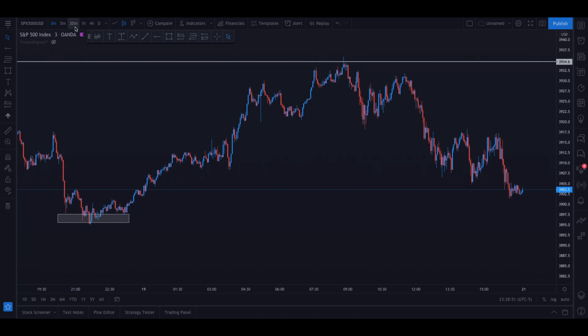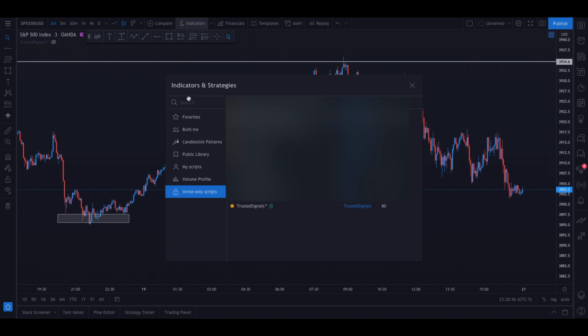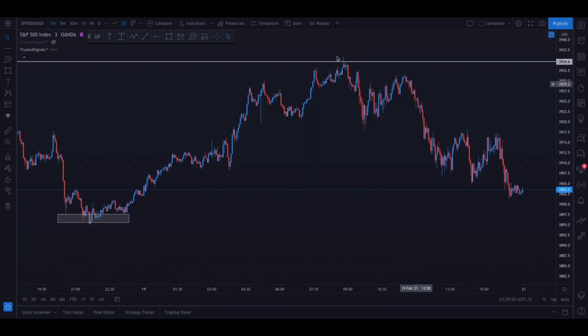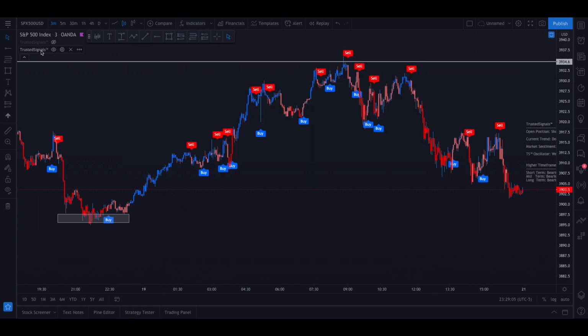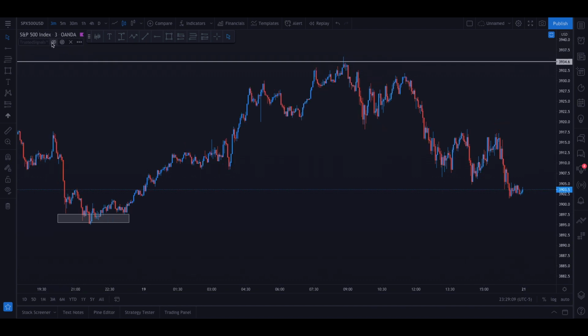Start by adding trusted signals to your charts. Click on the FX indicators button at the top of TradingView, then click on invite only scripts. Click on trusted signals. Now that we have trusted signals on our charts, let's learn about support and resistance.